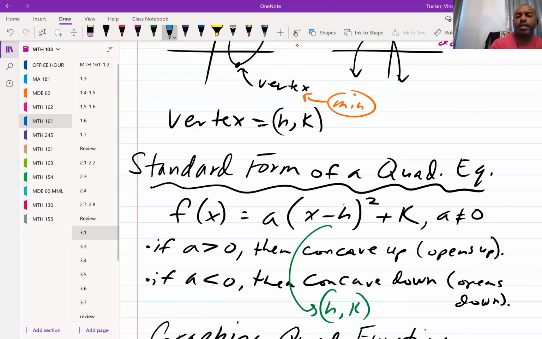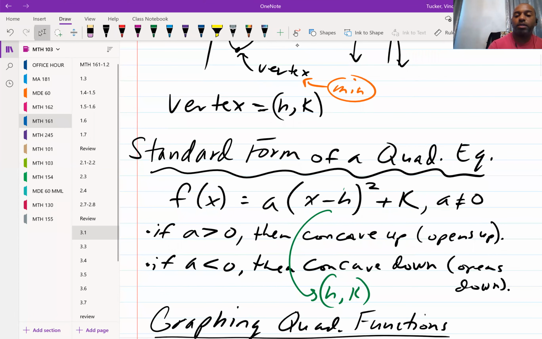Also notice that h and k are a part of that standard form. Whatever the sign is for h, it's the opposite sign in your coordinates. Notice we have a positive h down here, and then k is what it is. But like I said, we'll emphasize that more when we get down to some numbers.